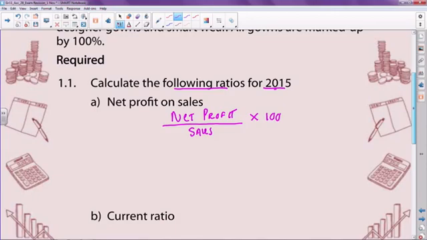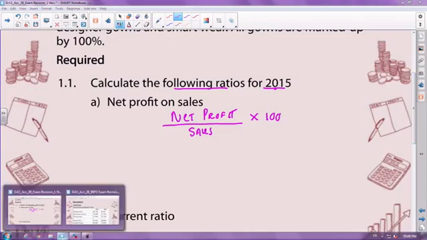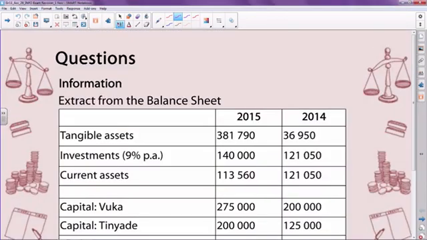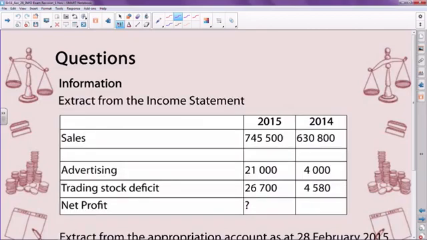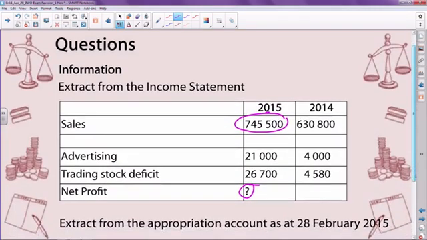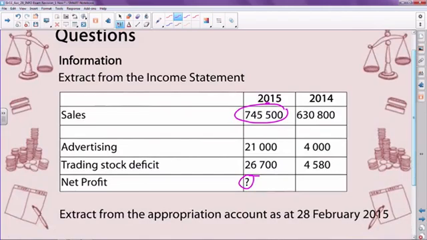Right, so immediately I'm going to get this information from my income statement extract. Let's go to our information, which we've put on a different page to make our lives easier. So let's go to the extract of the income statement. I'm looking at 2015. There's my sales figure, but immediately I notice net profit is missing. The net profit figure is not given to me. Now how am I going to go about calculating the net profit?